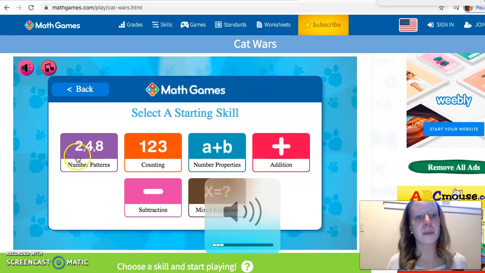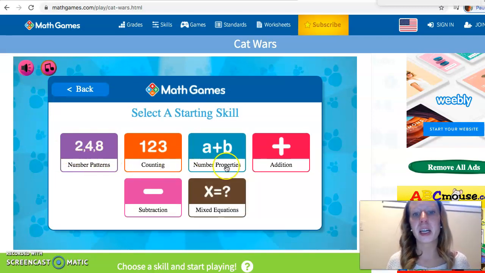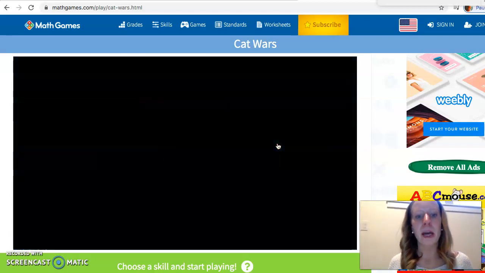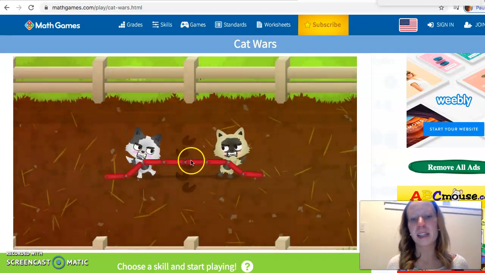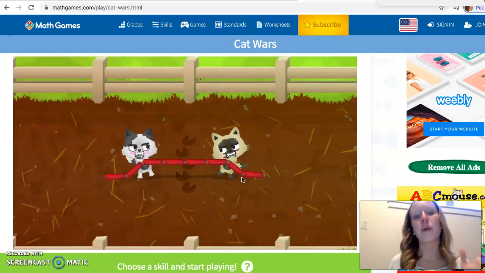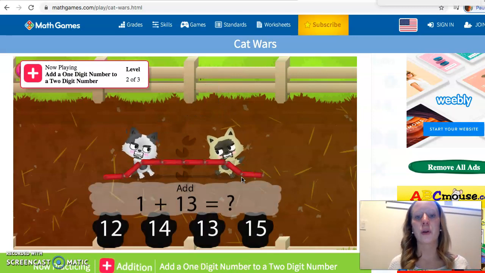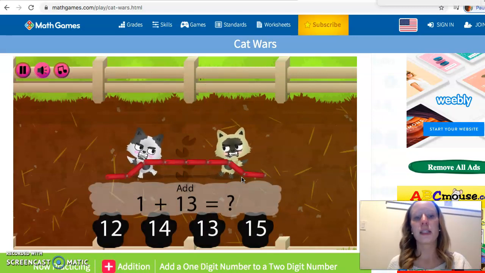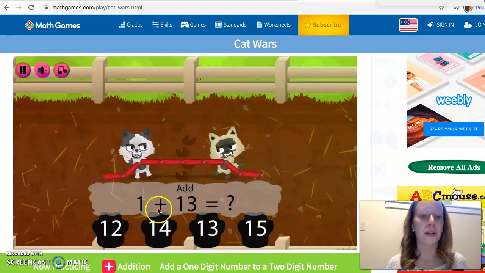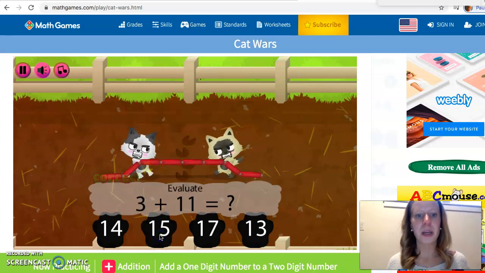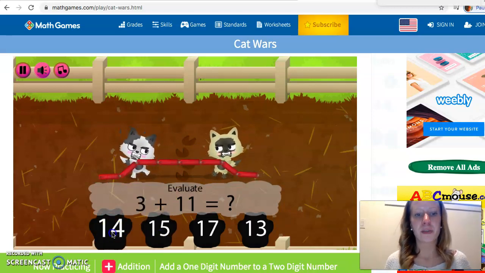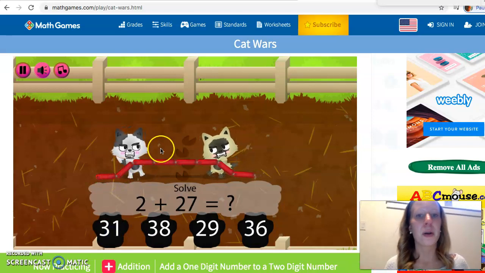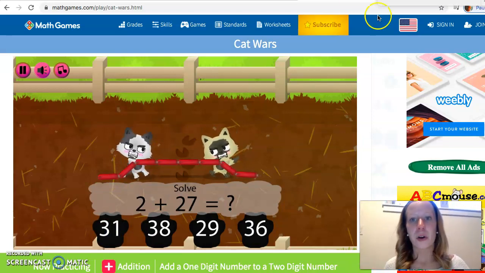And then you have these options of number patterns, counting, number properties, addition, subtraction, and mixed equations. So let's just do addition, for example. Basically this is a cat tug-of-war game, and whenever you answer the problem wrong, the cat will pull opposite of the other. So since I am the white and gray one, 13 plus 1 is 14. 11 plus 3 is 14, and so on. So that is how it is for this website.